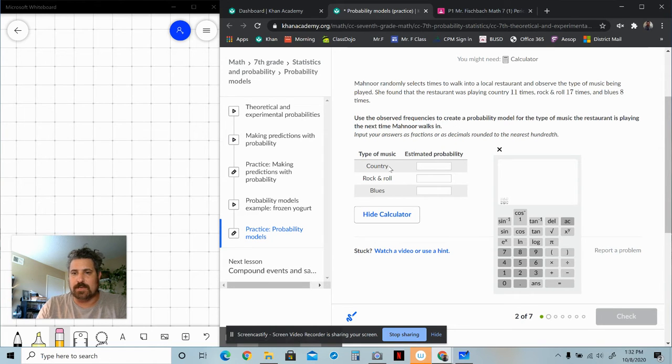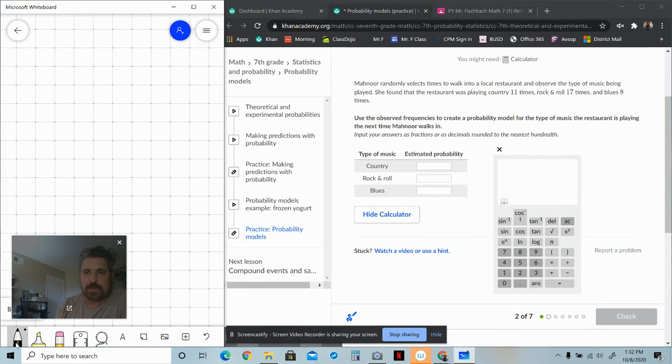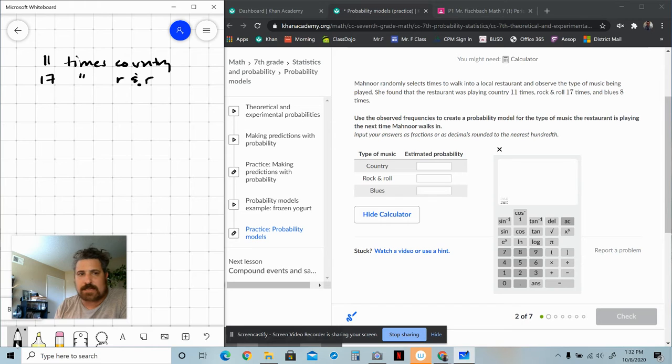So we're looking at this situation, and we ask, what's the total number of times that she's observed, or he, I don't know if Manor was a boy or a girl, the music. So I would go over to my little notepad and say, okay, he's done 11 times that he's witnessed the country music. There was 17 that he's witnessed the rock and roll, so we can just call that R&R. And there was 8 times that this person witnessed blues.